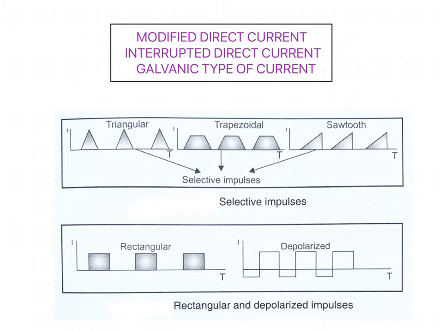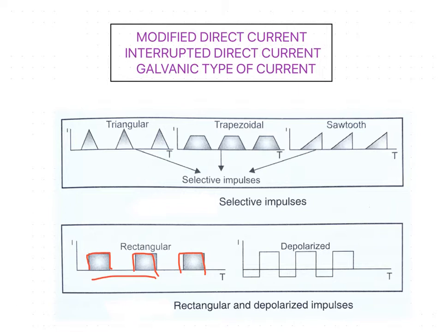Interruption is the most usual modification of direct current: the flow of current commencing and ceasing at regular intervals. The rise and fall of intensity may be sudden, which is called rectangular impulses. So these are the common type of intensity or waveform we can see in the case of interrupted direct current, or sometimes the rise and fall is gradual. So these impulses are of different types.